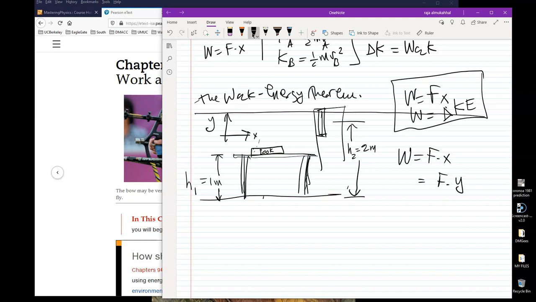If it's less than the weight of the book, I'm not going to be able to lift it, correct? So the weight of the book is the force here. So basically mg, so mgy. So the work here is equal to mgy. You see what I'm saying?